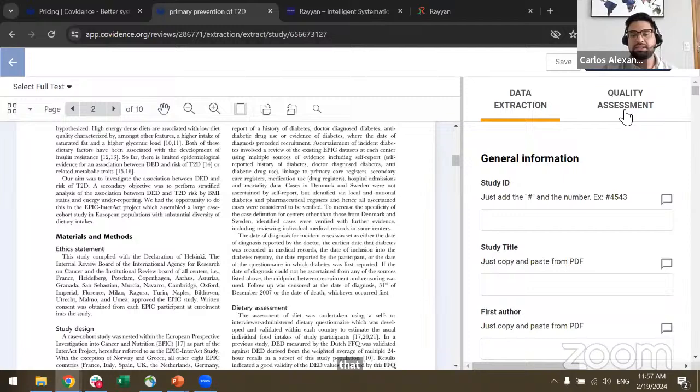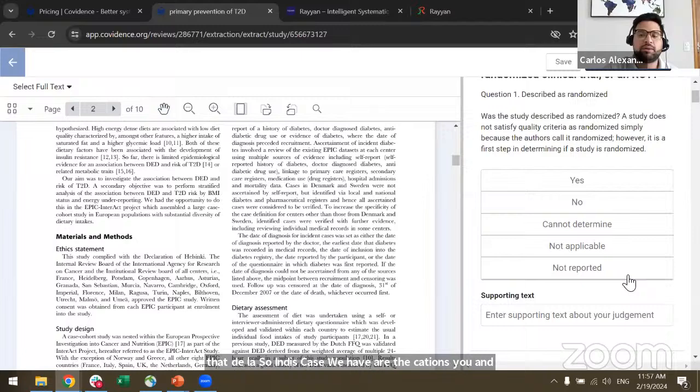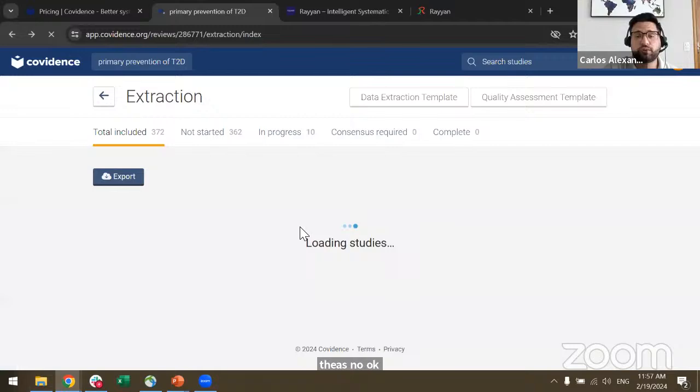And also at the same time, the same reviewers should do the quality assessment. So in this case, we already have the questions here, and the answers are yes, no, cannot determine, not applicable, not reported. And it depends on the quality assessment form that you choose for your systematic review.